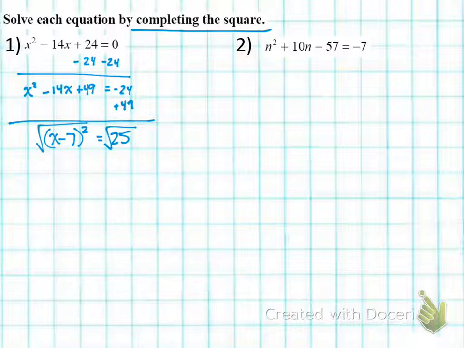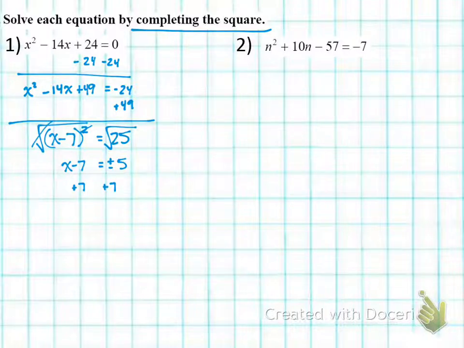Take the square root of both sides. Square root cancels out with square, leaving just x minus 7. And then the square root of 25 is going to be positive and negative 5. Okay? We're still solving for x. We're trying to isolate the x variable. So we're going to add 7 to both sides.